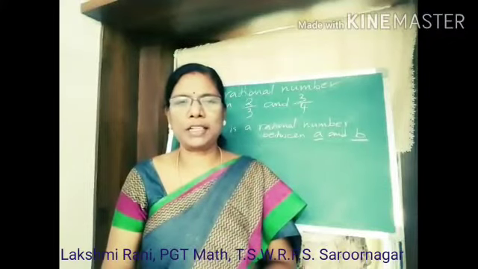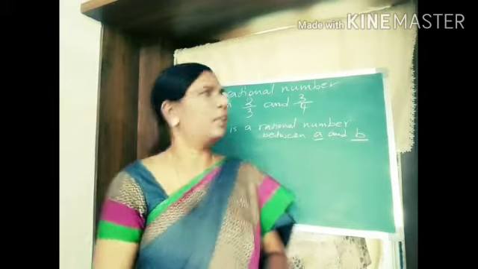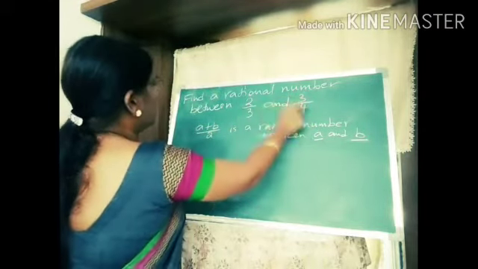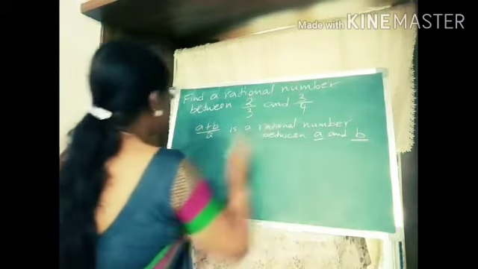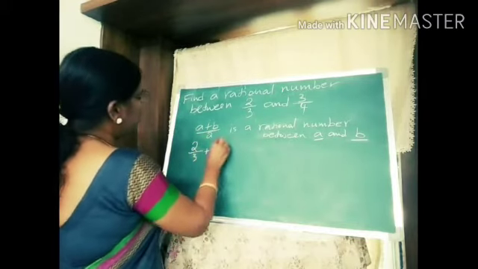Shall we do one more example? How do we find a rational number by applying this mean method? We have two numbers, 2 by 3 and 3 by 4. So A and B. A plus B by 2 is a rational number between A and B. So apply the same formula to find the rational number between 2 by 3 and 3 by 4.